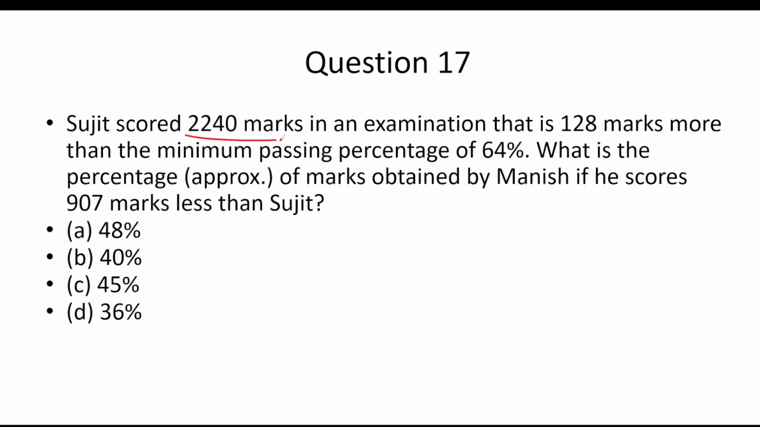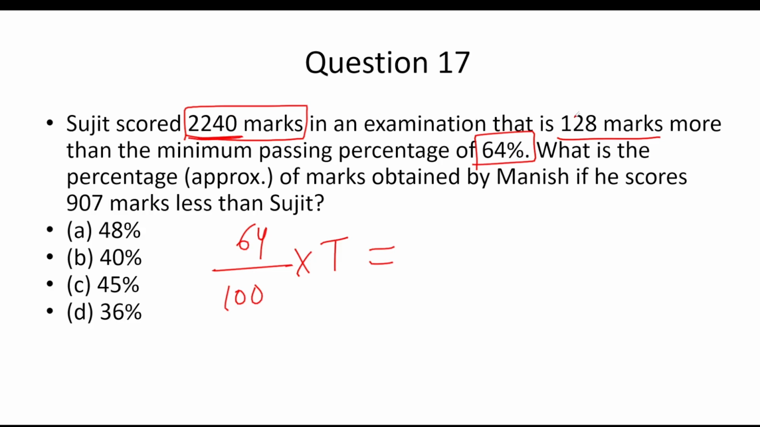Sujit scored 2240 marks in the examination. That is 128 marks more than the minimum passing percentage of 64%. So what is the passing percentage? 64%. 64% of what? Total marks. And this is Sujit's marks, which is 128 more than the passing marks. So the passing marks will be 2240 minus 128.